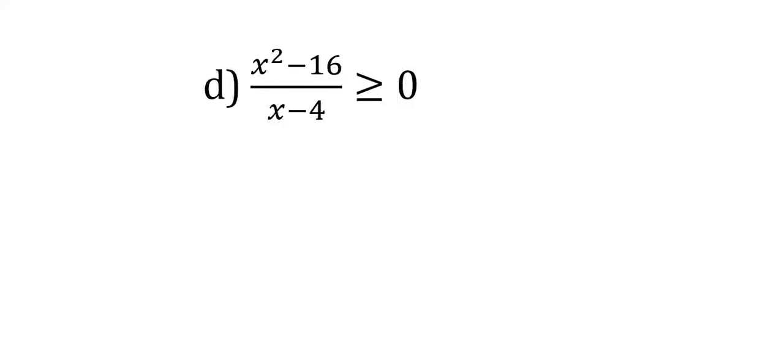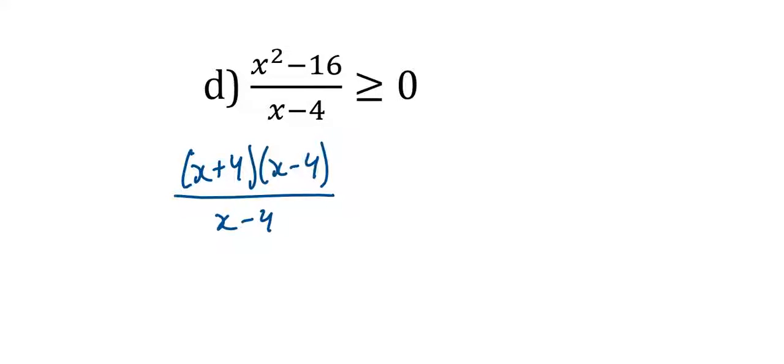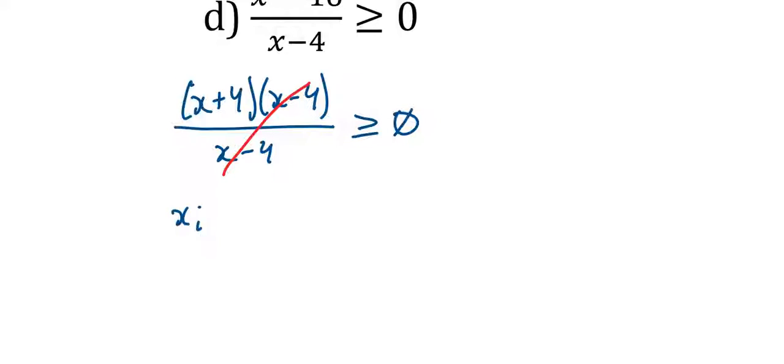How'd you figure that out? Factor. Do people already start factoring? Good. So we have a hole. And then I have an x-intercept of -4 and a hole at +4. No vertical asymptotes because the x minus 4 is gone.